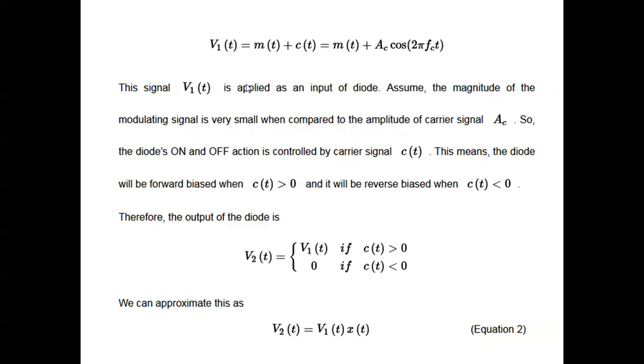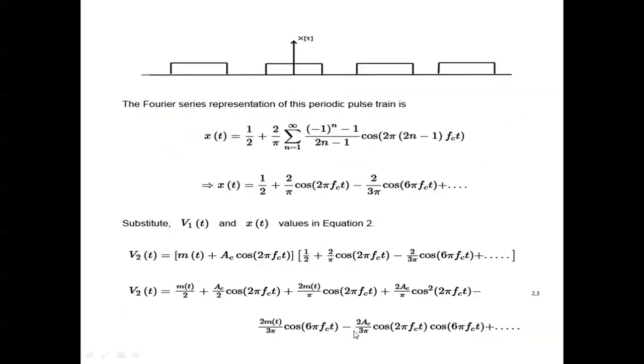It is on and off. If the carrier signal is more than zero, the diode is on. If it is less than zero, the diode is off. So therefore, we can say V2 of t equals V1 of t if the carrier is more than 0. Similarly, V2 of t equals 0 if the carrier waveform is less than 0. So approximately we can say the equation V2 of t equal to V1 of t times x of t. So that is equation 2.